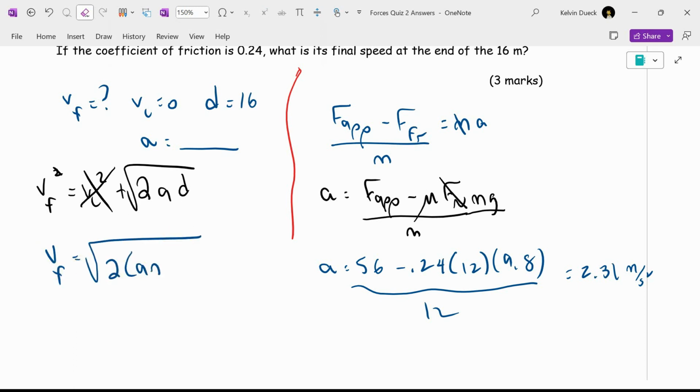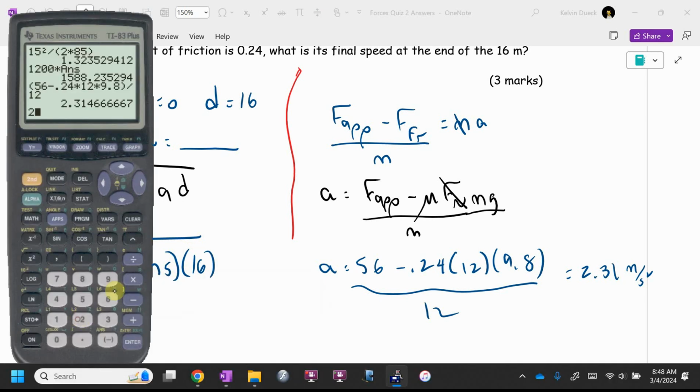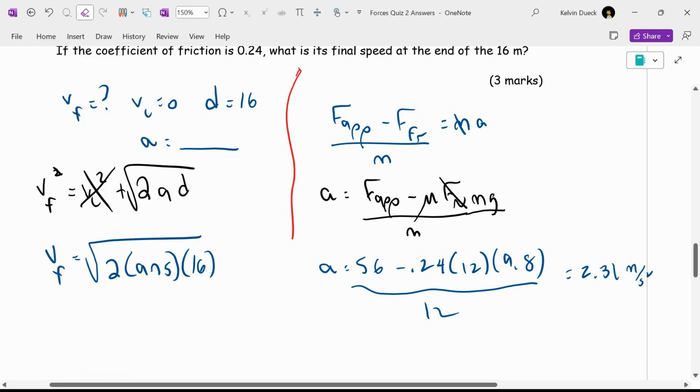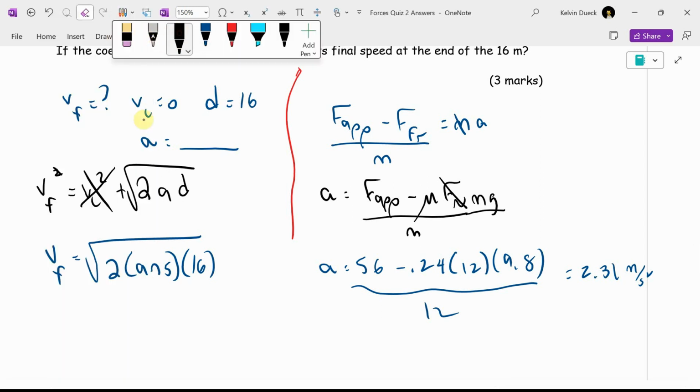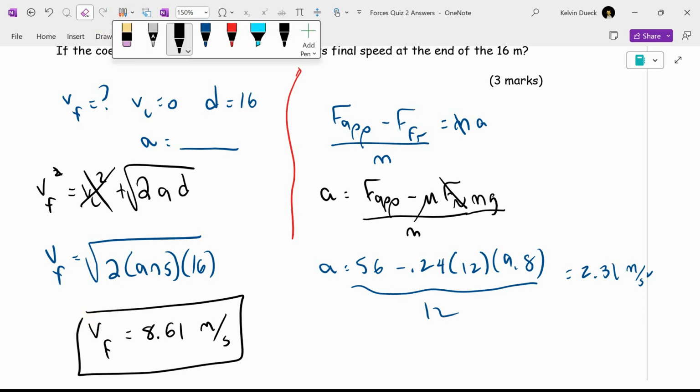Two, I'm actually going to put my answer button right there, times 16. So I'm going to go 2 times 16 times answer button, or 2 times answer button times 16, square root of that. If you carry your answer button through, you'll get 8.61. So I would accept 8.6-something meters per second. If you got that, I would give you 3 out of 3.